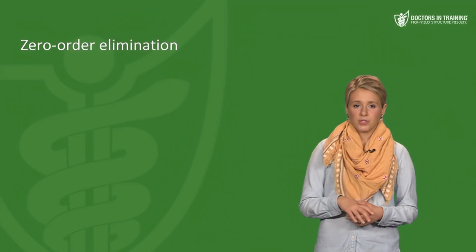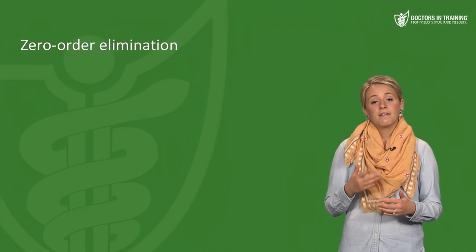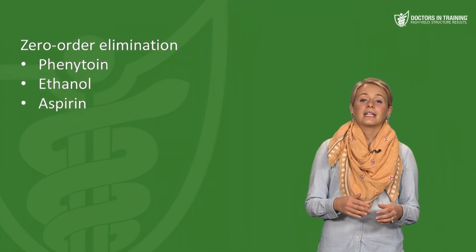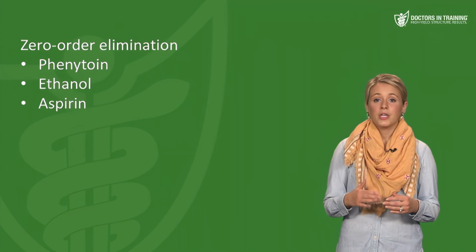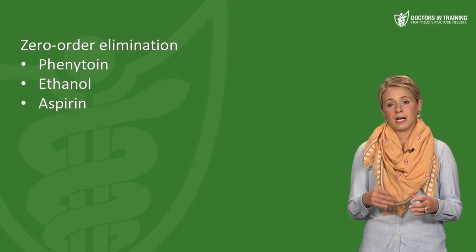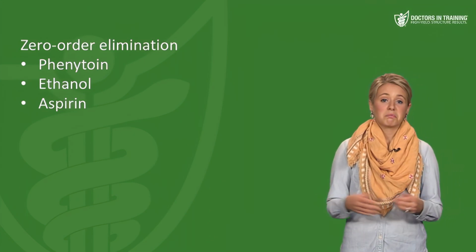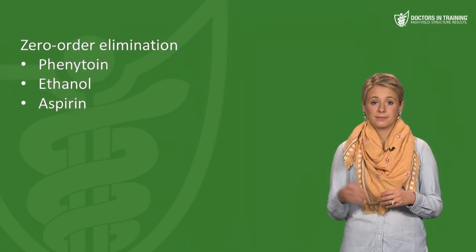There are 3 examples of drugs that are metabolized this way, using zero-order kinetics: phenytoin, ethanol, and aspirin. At least at toxic concentrations, aspirin is metabolized at a constant rate, using zero-order elimination. So you can remember the mnemonic P-P-E-A, and a P is round like 0. So definitely know phenytoin, ethanol, and aspirin.